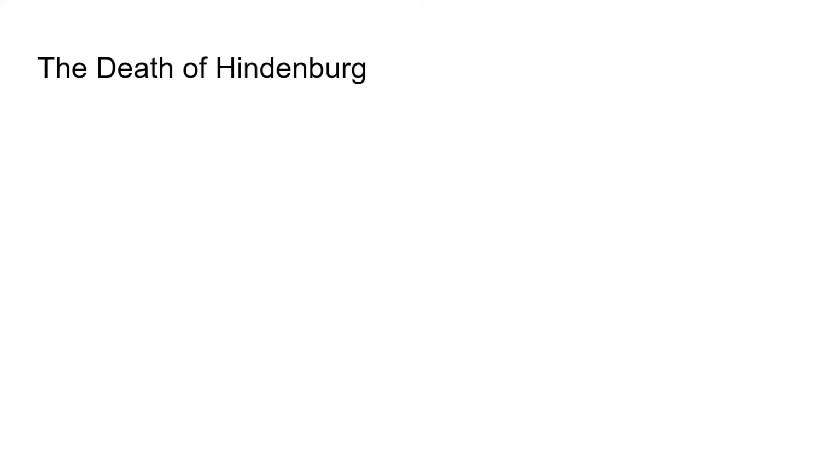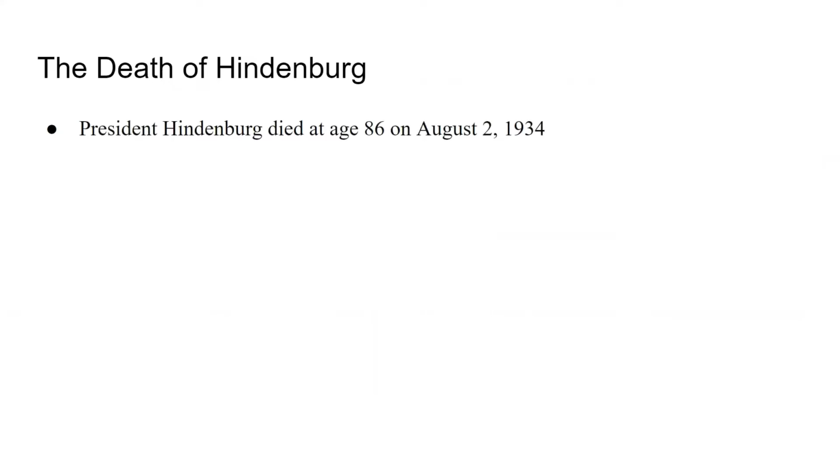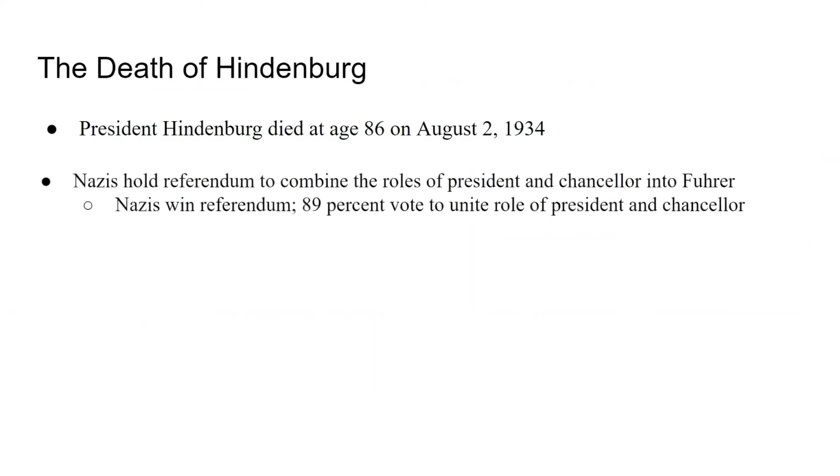Now, as many of you all remember, Paul von Hindenburg was still the president of Germany, so he was still an obstacle to Hitler being a complete dictator. However, he died at the age of 86. I mean, the situation is pretty bad when the only obstacle for Hitler being a complete dictator is an 86-year-old president. And then Hitler decided that he would combine a president and chancellor into what became a Führer.